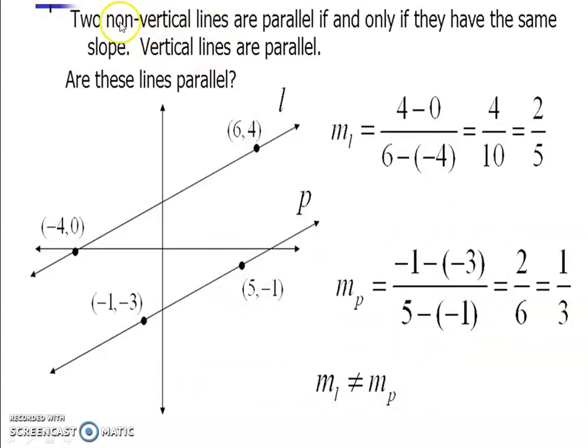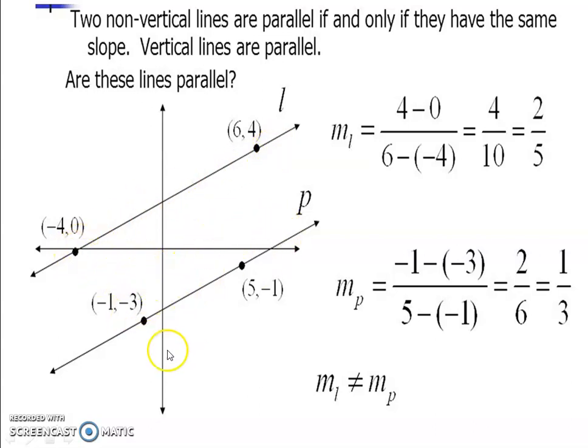Let us check. Two non-vertical lines are parallel if and only if they have the same slope. Vertical lines are parallel. Are these lines parallel? Let us check. The first line L in this diagram has the first point (6, 4), so x1 is 6 and y1 is 4. The second point is (-4, 0), so x2 is -4 and y2 is 0. It touches the x-axis.